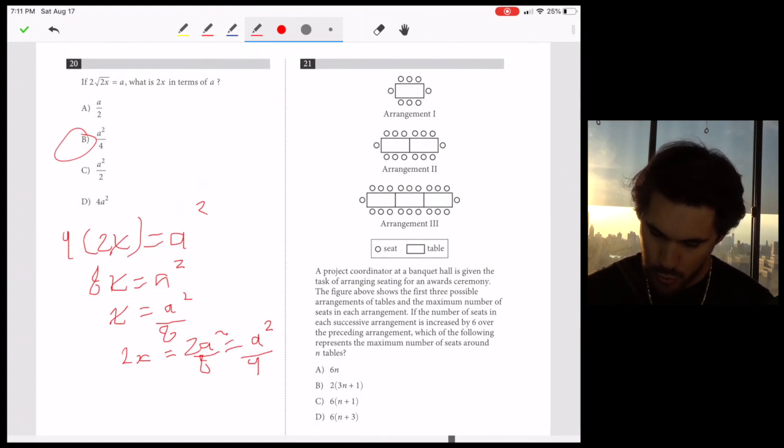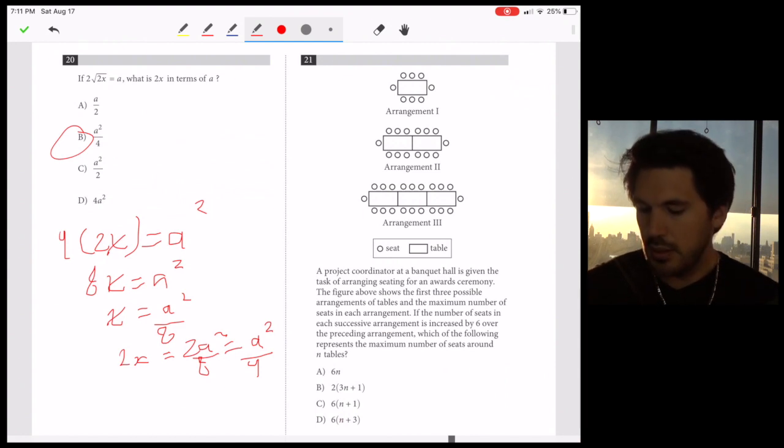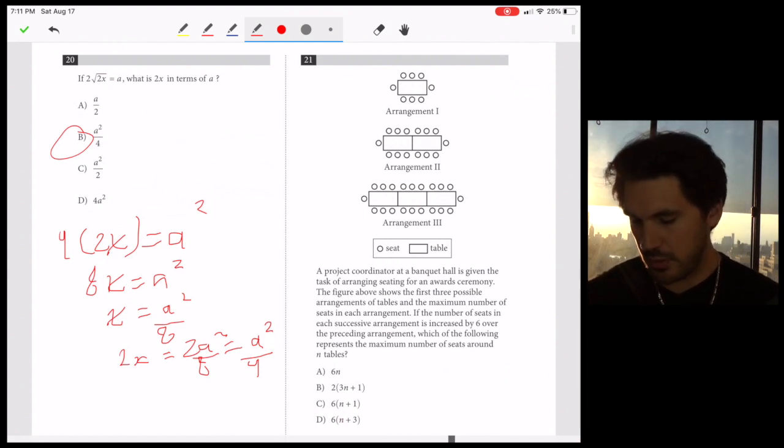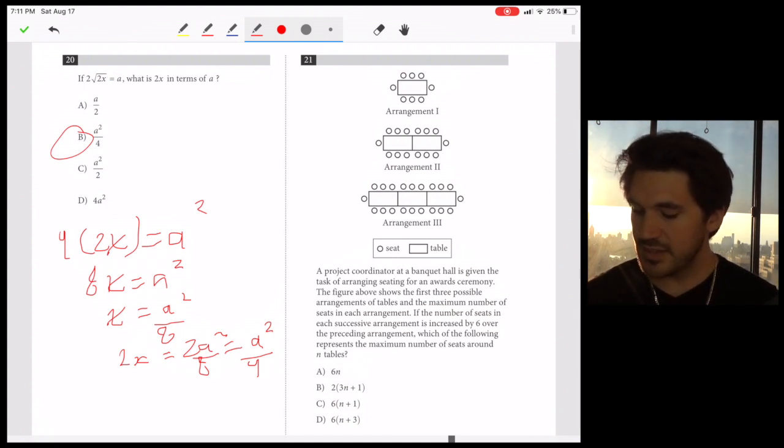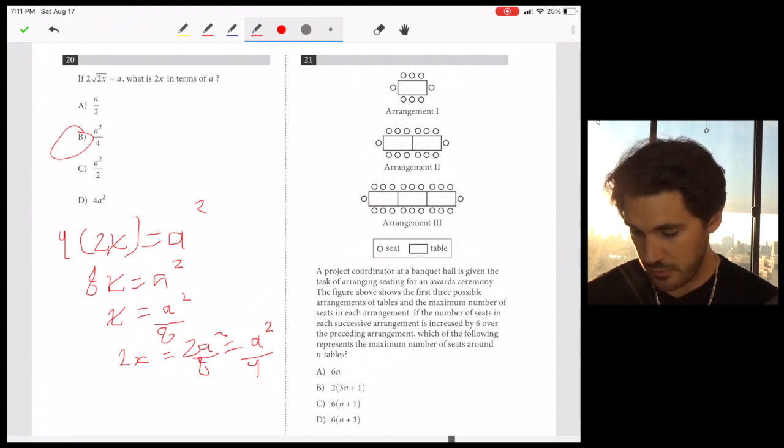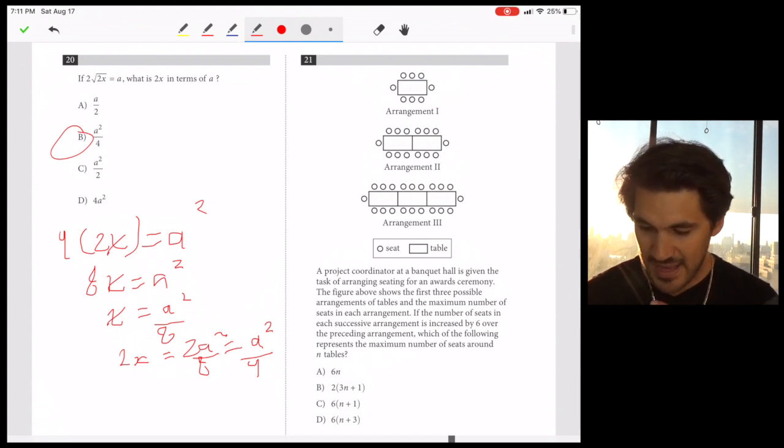21. A project coordinator at a banquet hall is given the task of arranging seating for an award ceremony. The figure above shows the first 3 possible arrangements of tables, and the max number of seats in each arrangement. If the number of seats in each successive arrangement is increased by 6 over the preceding arrangement, which of the following represents the max number of seats around n tables?